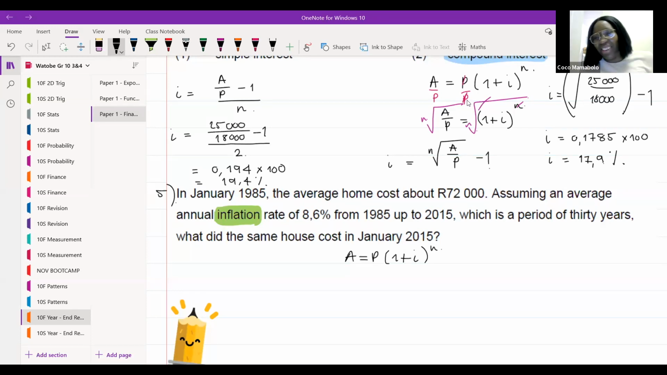All right, guys, let's have a look at this question. Thank you, Tinsalo. I believe that my Delulu will become Trululu. In January of 1985, the average home cost about 72,000 rand. Assuming an average inflation rate of 8.6% from 1985 to 2015, which is a period of 30 years. They're nice enough to even tell you how long that is. What did the same house cost in January of 2015?